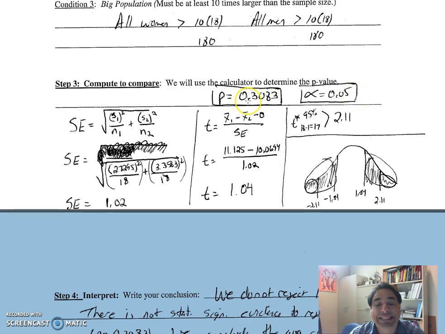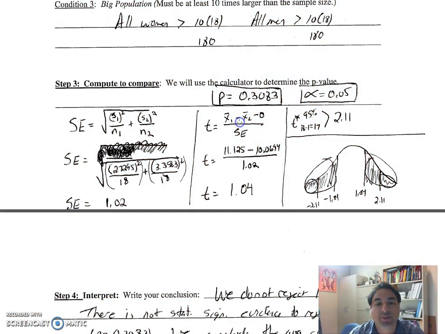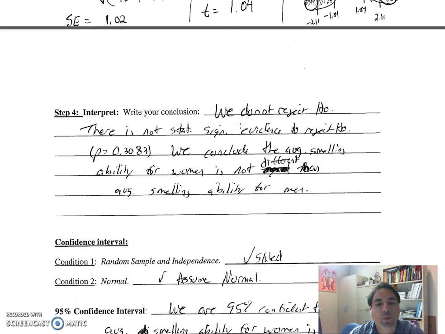Our p-value is not smaller than alpha, so we should be really good at our conclusions now. We do not reject H0. There is not statistically significant evidence to reject H0 because of our p-value. We conclude that the average smelling ability for women is not different than the average smelling ability for men. So basically the H0 is that they're the same. We try to say they're not the same, and they're not different from each other.